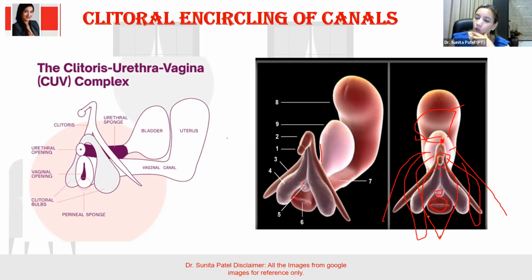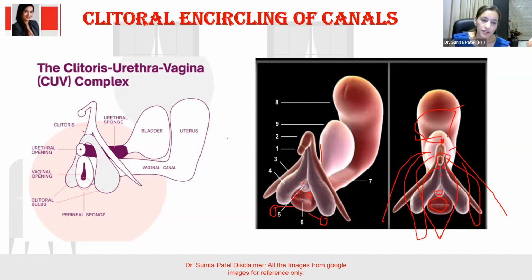Okay, I hope you all are clear about this. And just beneath the bulb of the vestibule, we have a small gland. Bartholin gland is also present. And from the Bartholin gland, we have an opening of the Bartholin gland on either side of the vagina. And we have two small openings here from the vestibule. So this is how beautifully our structures are present and we should be able to understand.